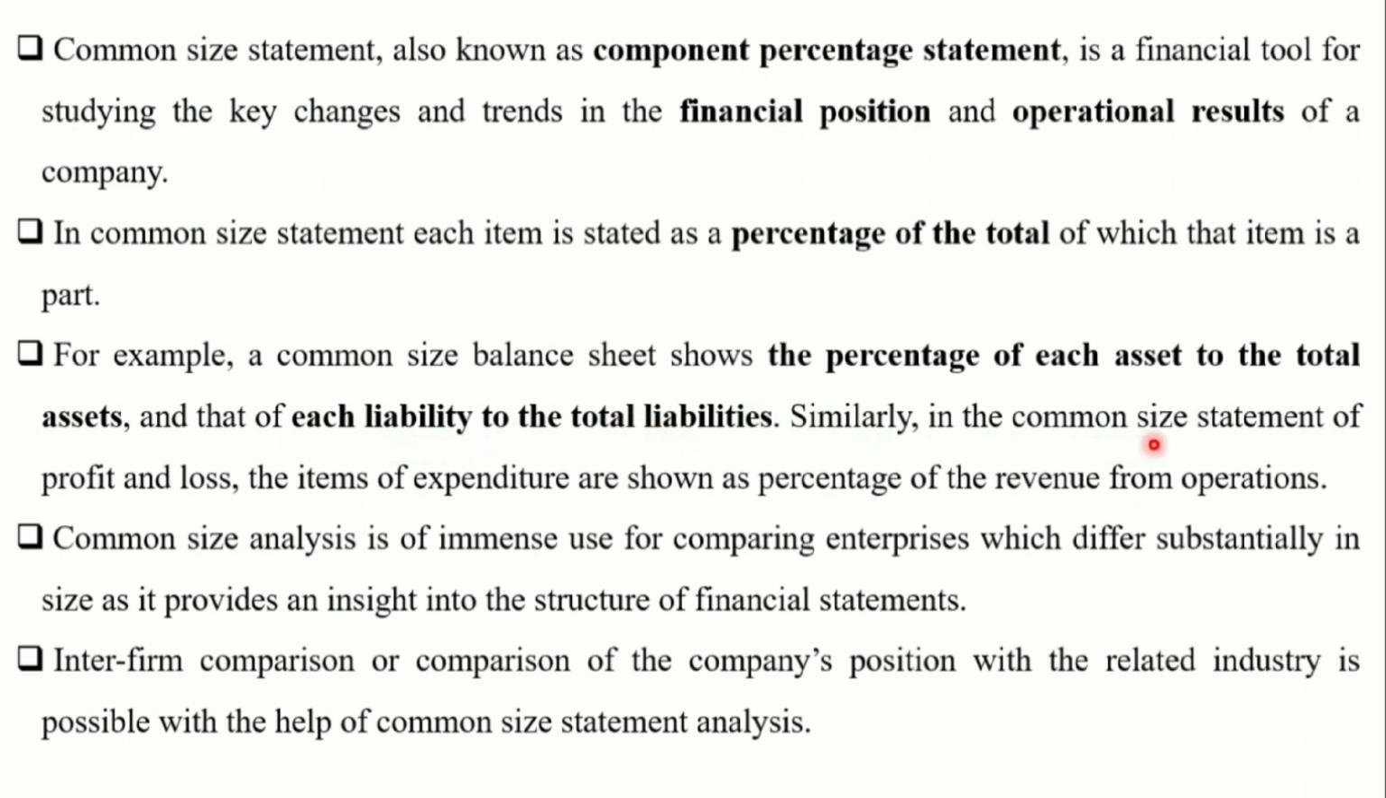Similarly, in the common size statement of profit and loss, the items of expenditure are shown as a percentage of the revenue from operations, meaning percentage of the total of which that item is a part.